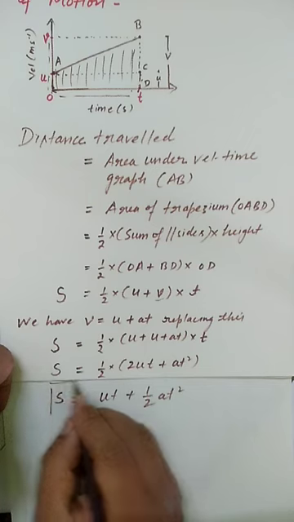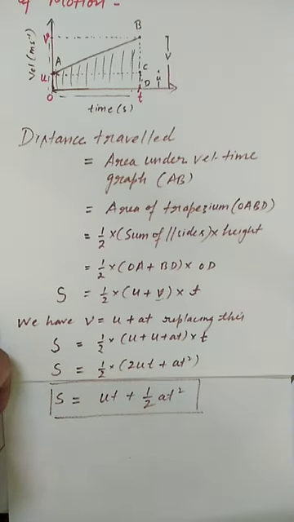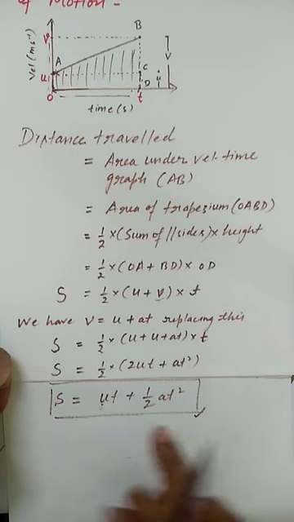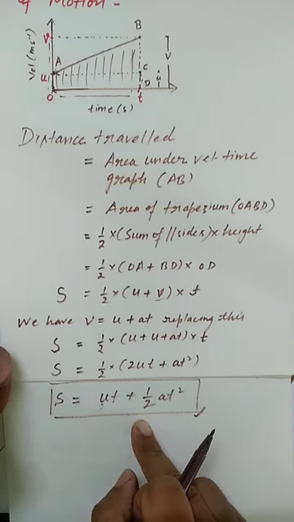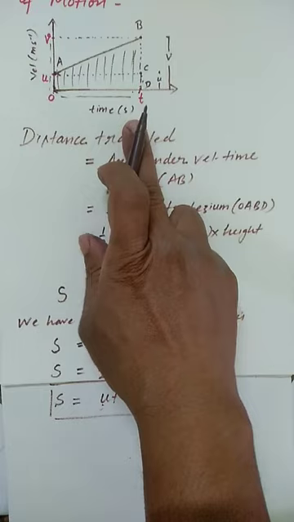So guys, this is the second equation of motion we have derived, and this equation is a relation between s, u, t, a. So guys, this equation is also known as the position time relation, and in my next video I will show you how we can derive the third equation of motion by the similar velocity time graph.